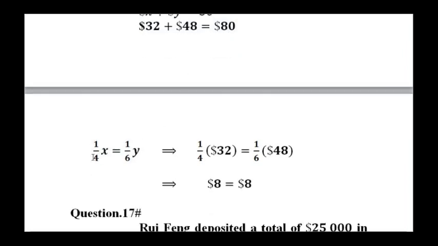Equation 2, which is 1/4 of x equals 1/6 of y. If we substitute x as 32 and y as 48 in this equation, we get 4 times 8 is 32 and 6 times 8 is 48, which means that 1/4 of Ethan's share is equal to 1/6 of Michael's share.